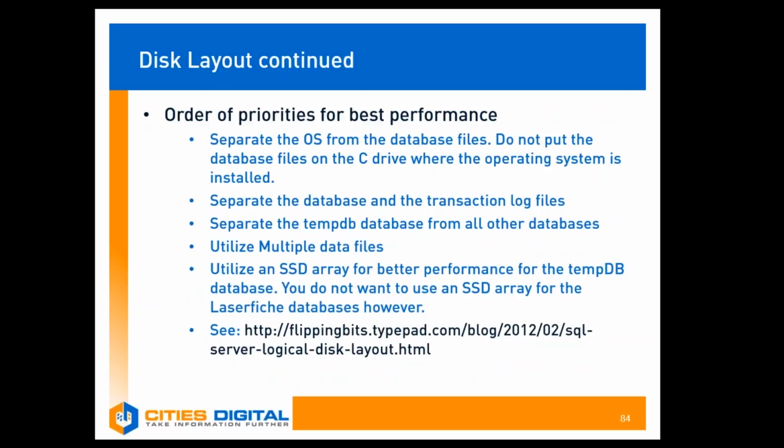All right, so the disk layout continued. The order of priorities for best performance. So these are the things that we want to do, in order of how best it's going to help you. Separate the OS from the database files, and don't put the database files on the C drive where the operating system is installed. That's pretty obvious from an IT perspective. It's getting hit pretty hard as it is, so let's not put the database there too.